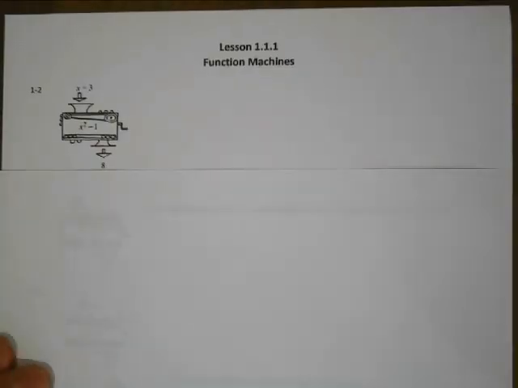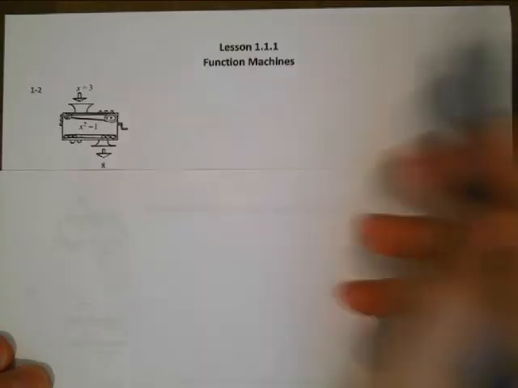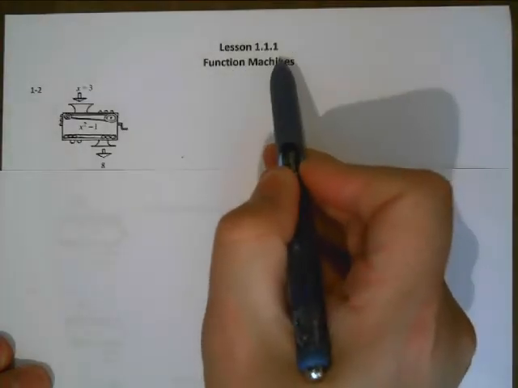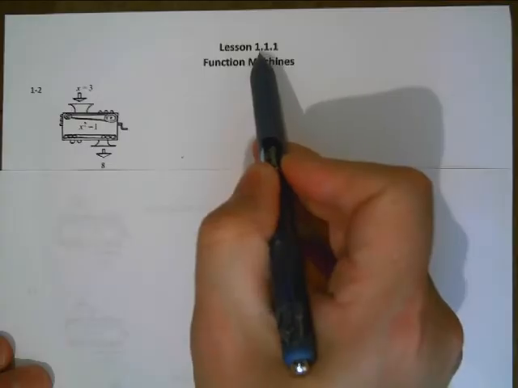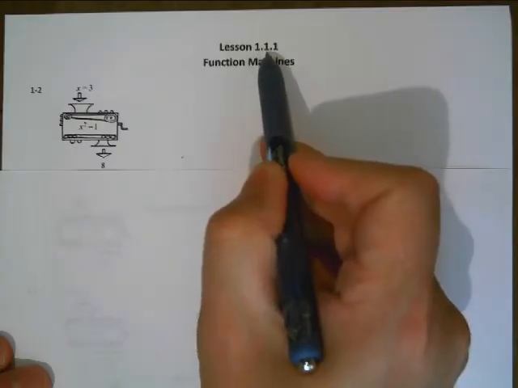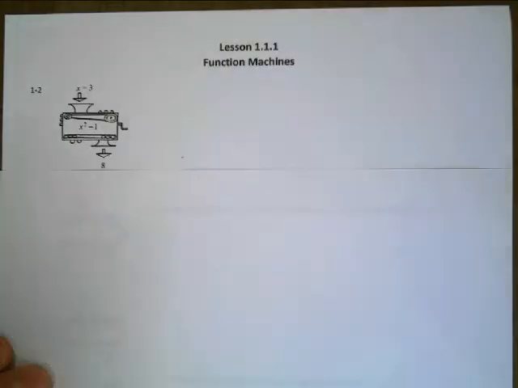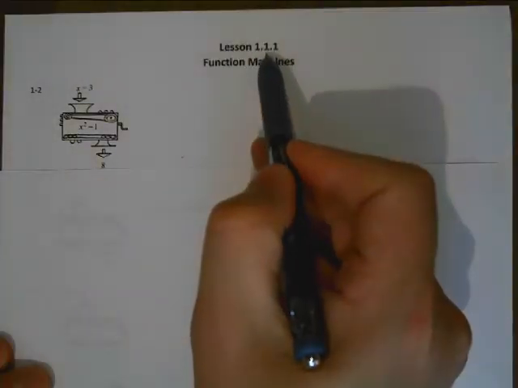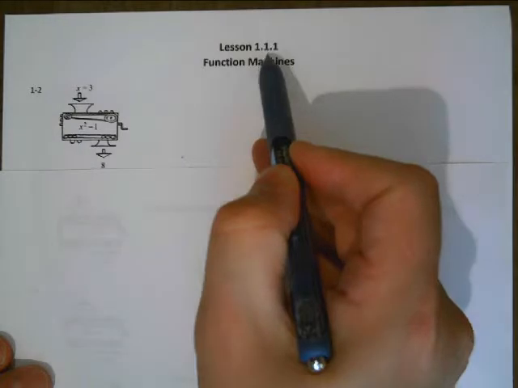We are using the CPM Integrated Math 1 book this year. They number things a little bit oddly. So when we say this is lesson 1.1.1, this means chapter 1, and then in chapter 1, we're in section 1, and then we're in lesson 1. So the next lesson will be 1.1.2, and so on and so forth.